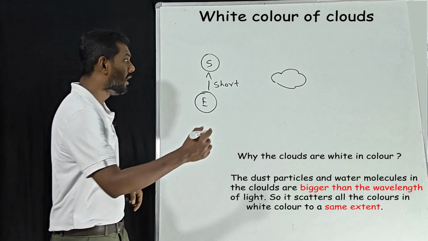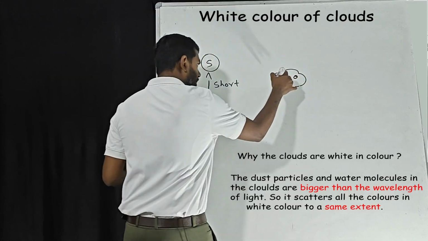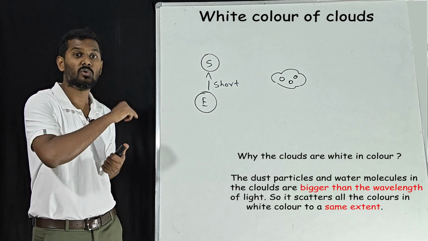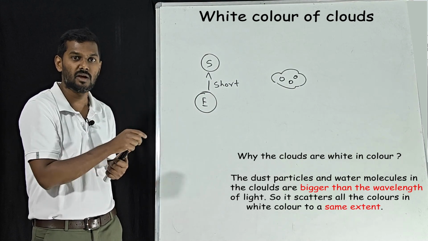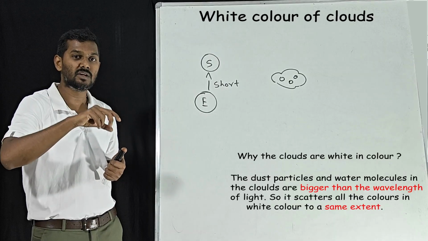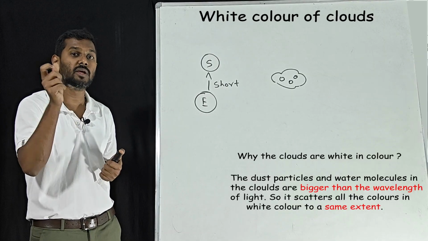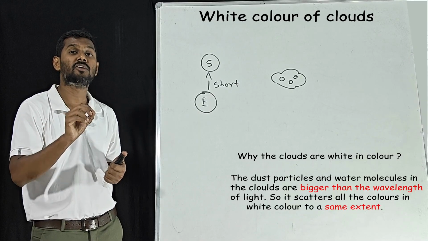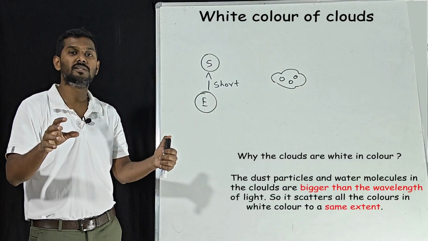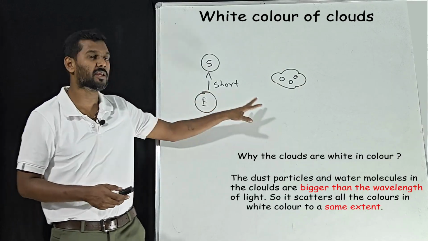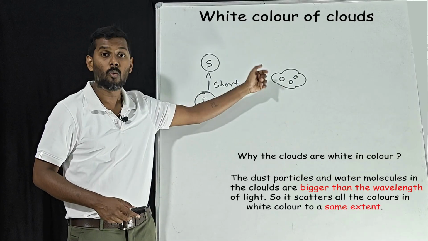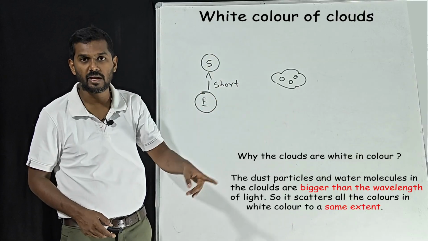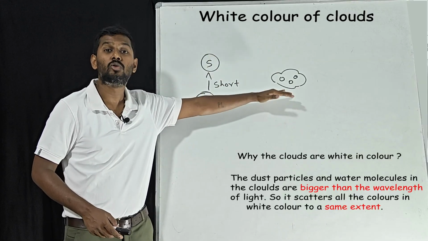When it comes to clouds, we have water molecules, correct? The size of the water molecules is bigger than the wavelength of light. This is the condition we learned during the basics of scattering, correct? What if the size of the molecules is bigger than the wavelength of light? What happens? All the colors of light will scatter to the same extent. The same thing here. The size of the water molecules and dust particles is bigger than the wavelength of light, so all the colors of light will scatter to the same extent.